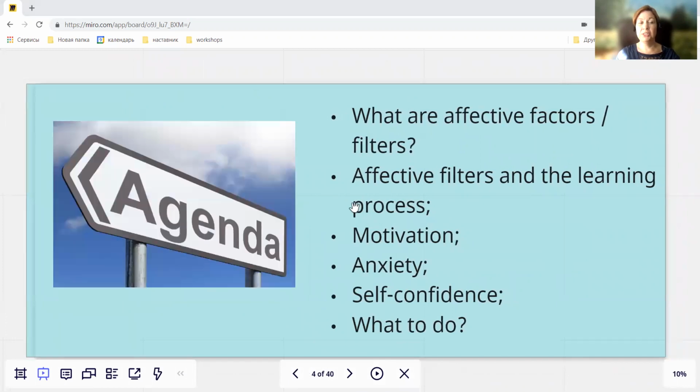Our today's meeting's agenda. Firstly, we'll discuss the notion of affective factors and their influence on the learning process. Then, we'll dwell upon such affective factors as motivation, anxiety, and self-confidence. We'll specifically focus on what causes them and how to deal with them. Finally, we'll discuss some more strategies of dealing with affective filters.